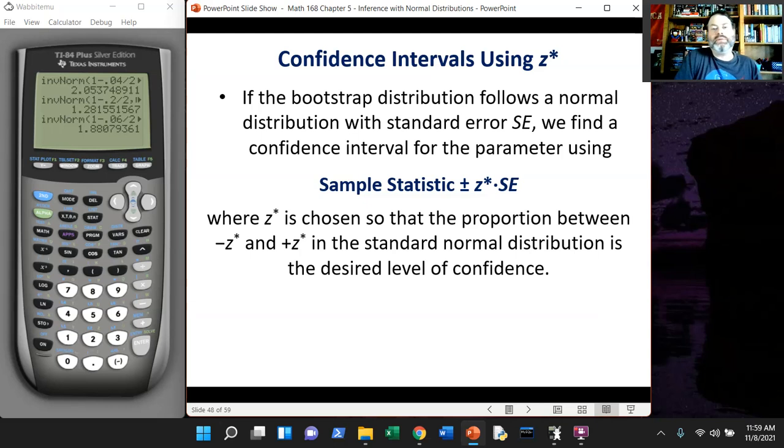So it turns out that if the bootstrap distribution follows a normal distribution with a given standard error, we find the confidence interval using this formula. So this should look really familiar, right? Confidence intervals are centered at the sample statistic. The variability is given by the standard error. And in chapter 3, if we did a 95% confidence interval, we just said that what we're calling z star now was just the number 2. But now we can build any size confidence interval because we're using percentiles to find the z star values. So that's really kind of the missing piece.